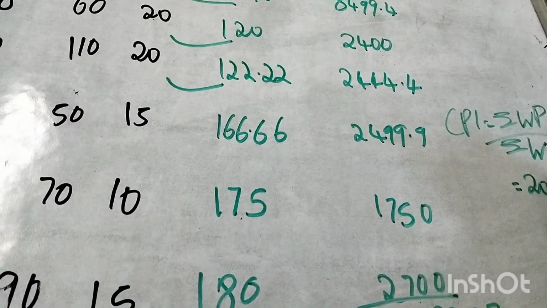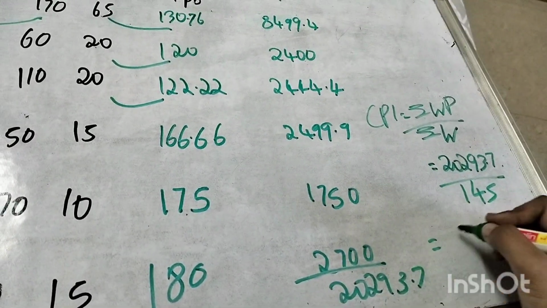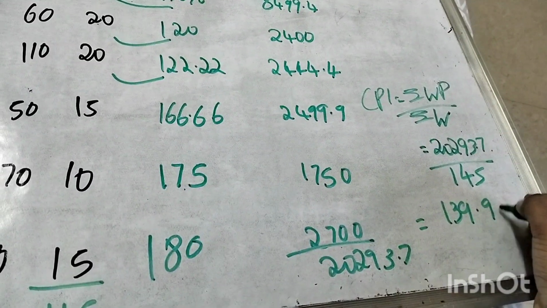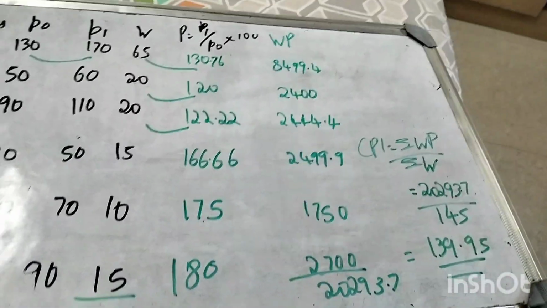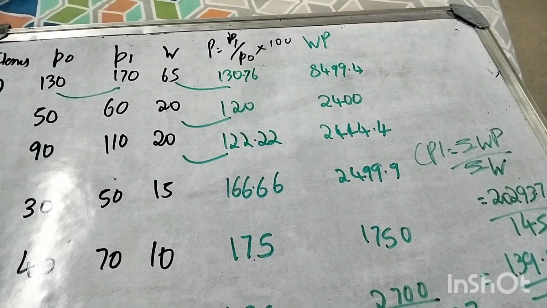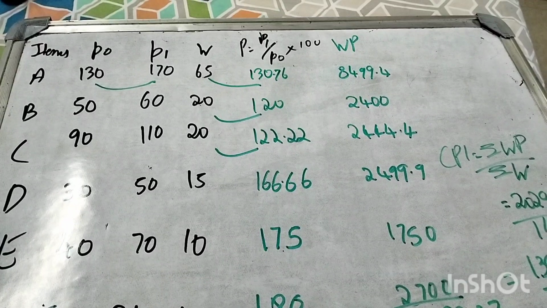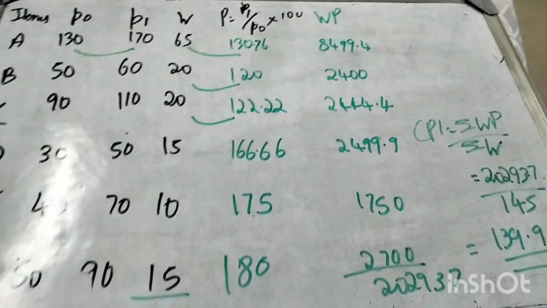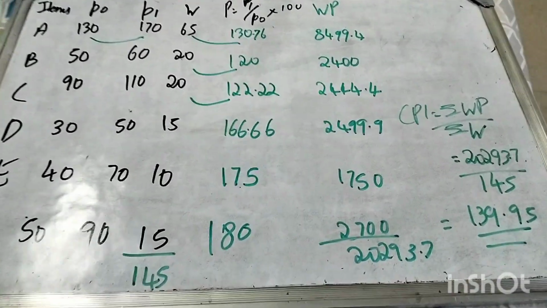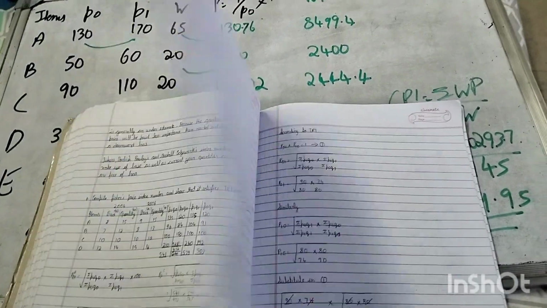So that's 20293.7 divided by 145, which is 139.95. So yeah, that's about this chapter. If you have any doubts, go down to the comment box. We have one last topic to cover, that's TRT and FRT. I will be showing one sum where Fisher satisfies both TRT and FRT.